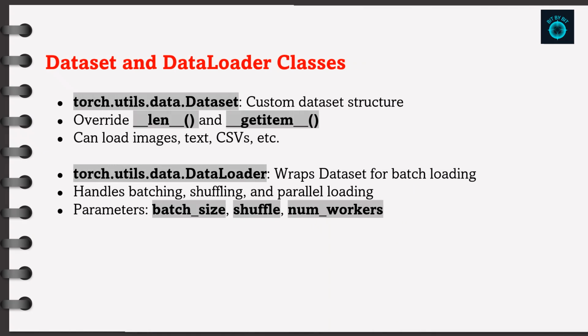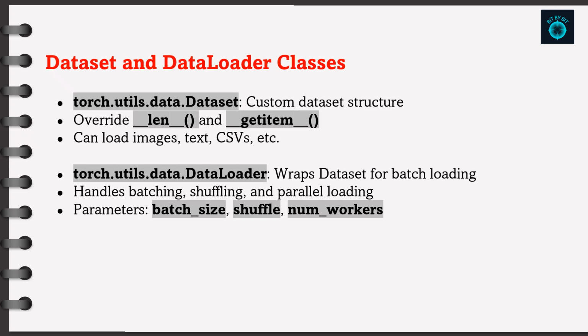PyTorch provides two essential classes for managing data: Dataset and DataLoader. The Dataset class is used to define how your data is loaded. You typically subclass it and override two methods. The first is __len__, which returns the number of samples. The second is __getitem__, which returns a single data sample, often as a tensor and label pair.